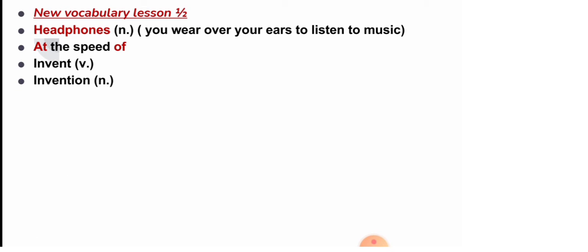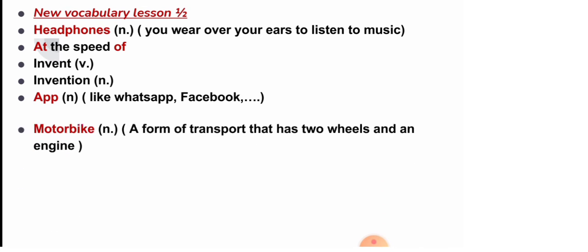This is the verb. And we have here the suffix ion. A suffix is a group of letters that we add to the end of a word to modify the word's category. Okay? So we here change it from a verb into a noun. Invention is the noun. App is a short form of the word application. Application, like WhatsApp, Facebook, and Instagram, and so on.